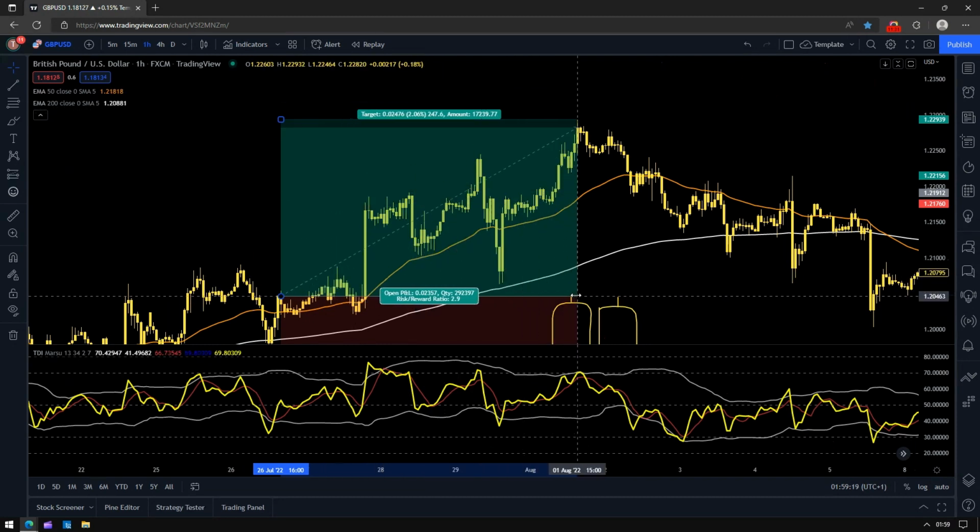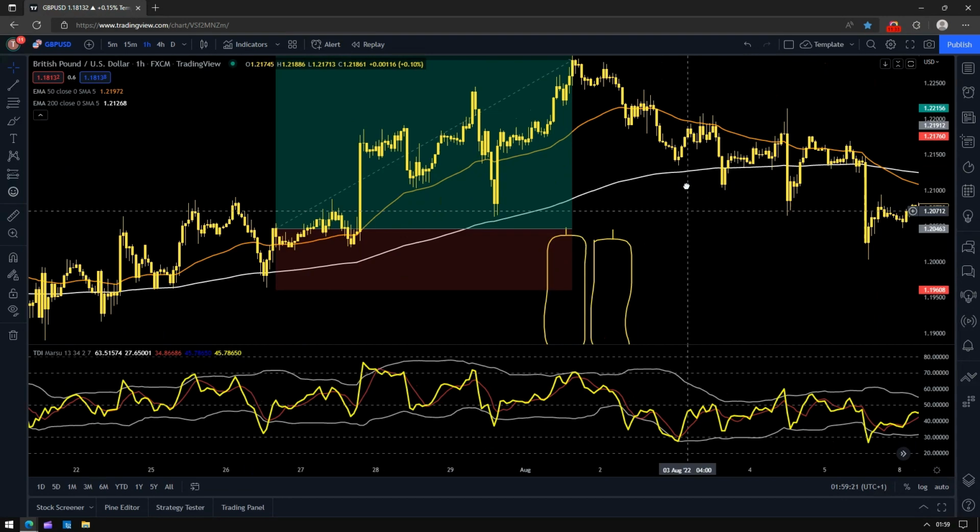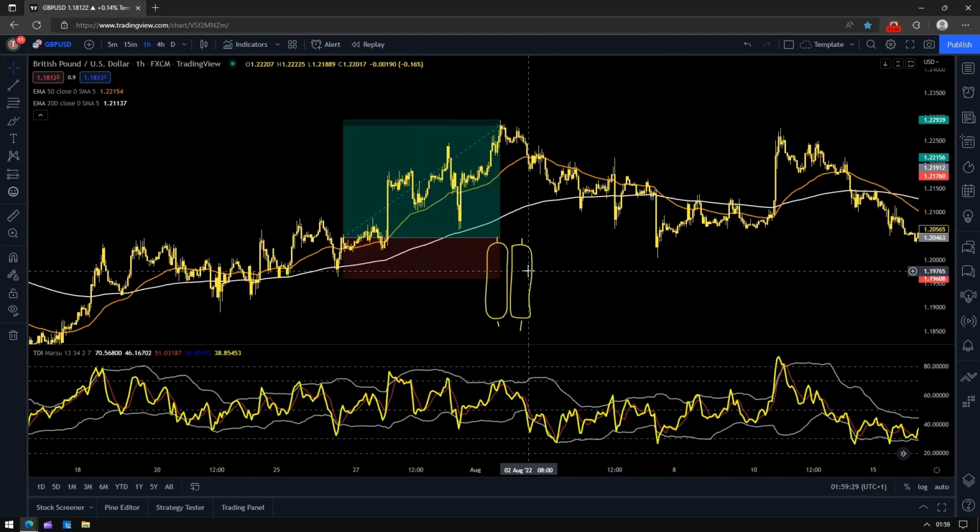Now like I said, it's impossible to catch the exact amount of pips in a move, but there's definitely some indicators there that can help you get pretty close.